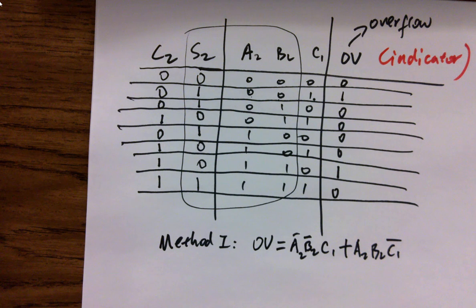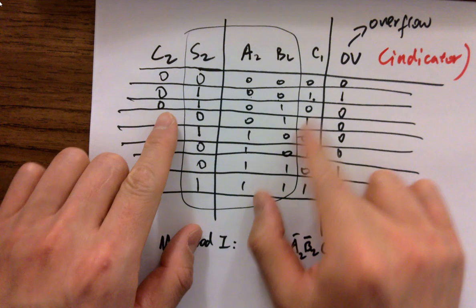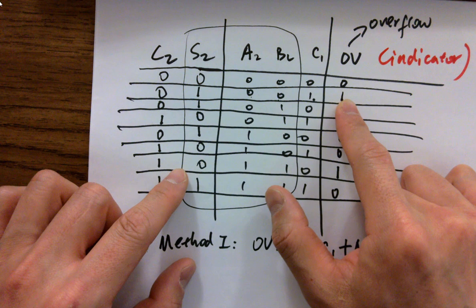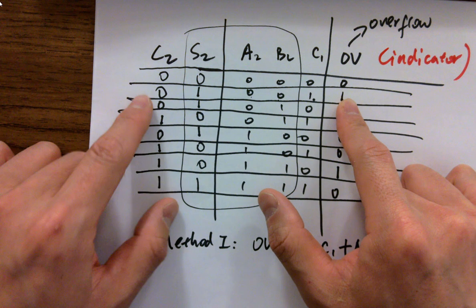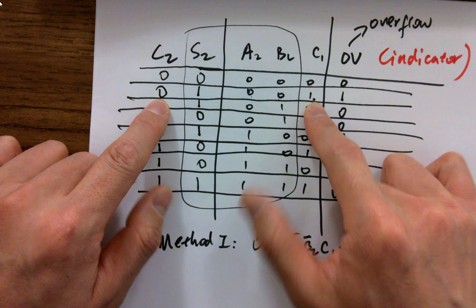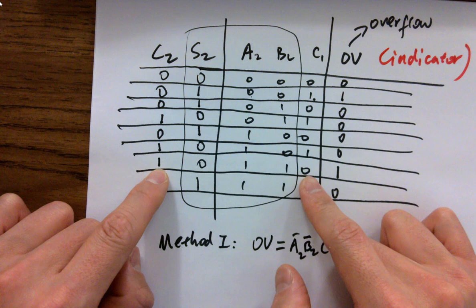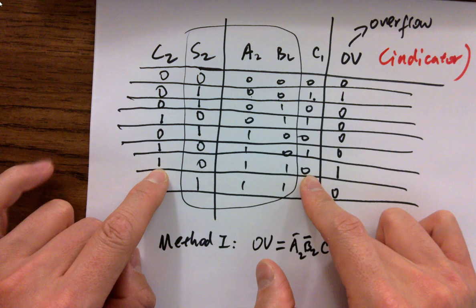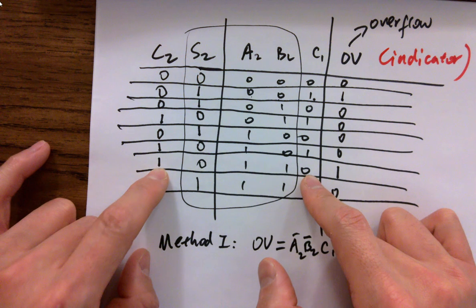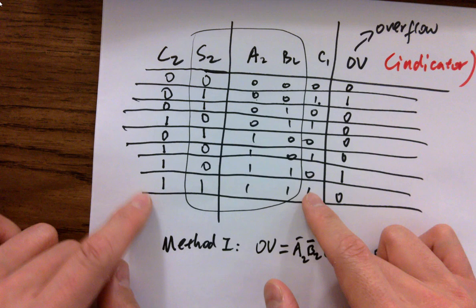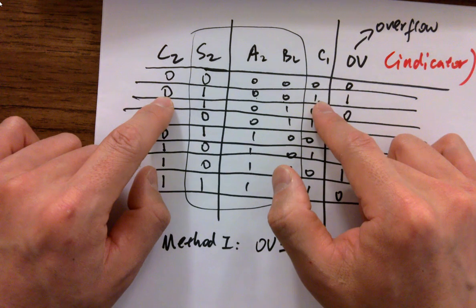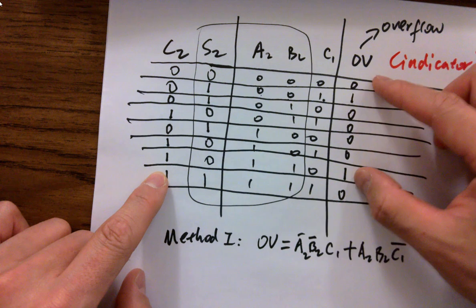Now let's come back. Look at it. When OV is 1, look at C2 and C1. They are toggled. What about this one? They're not. So it's just an exclusive OR. They have to be different. So whenever C2 and C1 are different, you are getting an overflow indication.